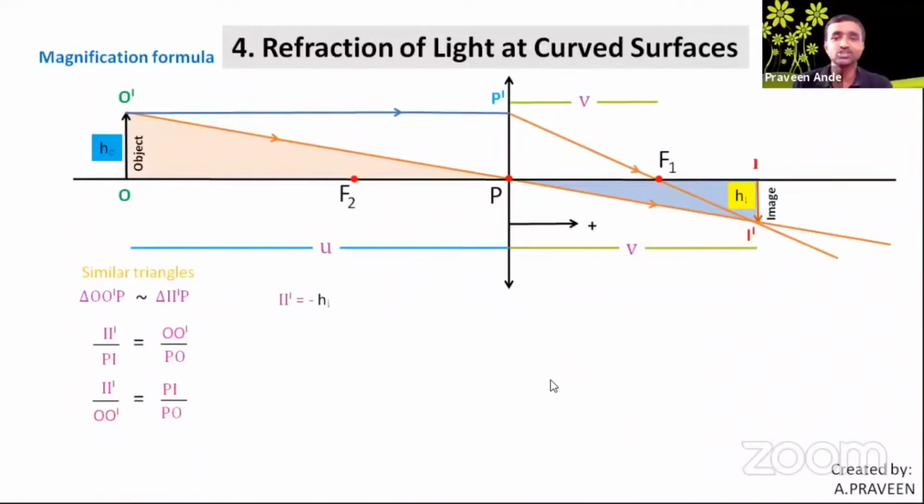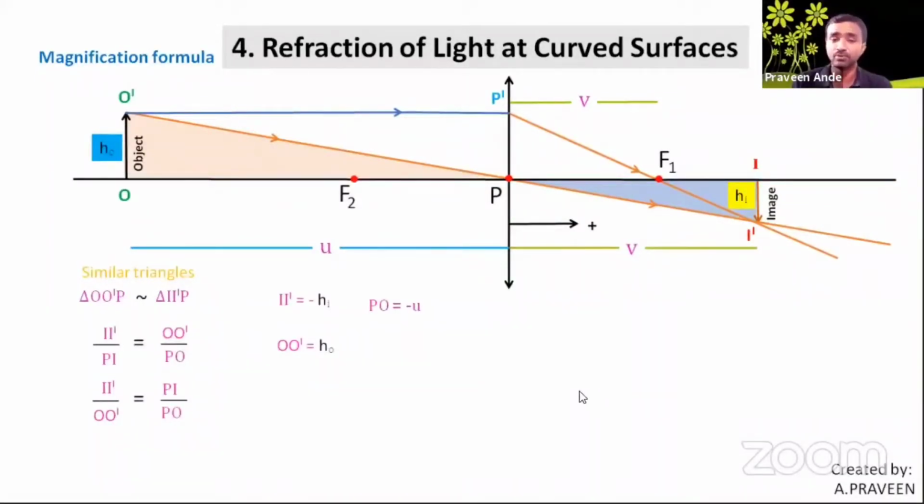Then I know I dash is equals to Hi, but with a minus written. Why have I written minus here? Because according to the sign convention rules, height measured below the principal axis is taken to be negative. So the height of the image is negative, that is equal to I dash. Then what about O dash? It is measured above the principal axis, so it is positive. Sign convention: above the principal axis positive, below the principal axis negative. Here above and below we measure heights only.